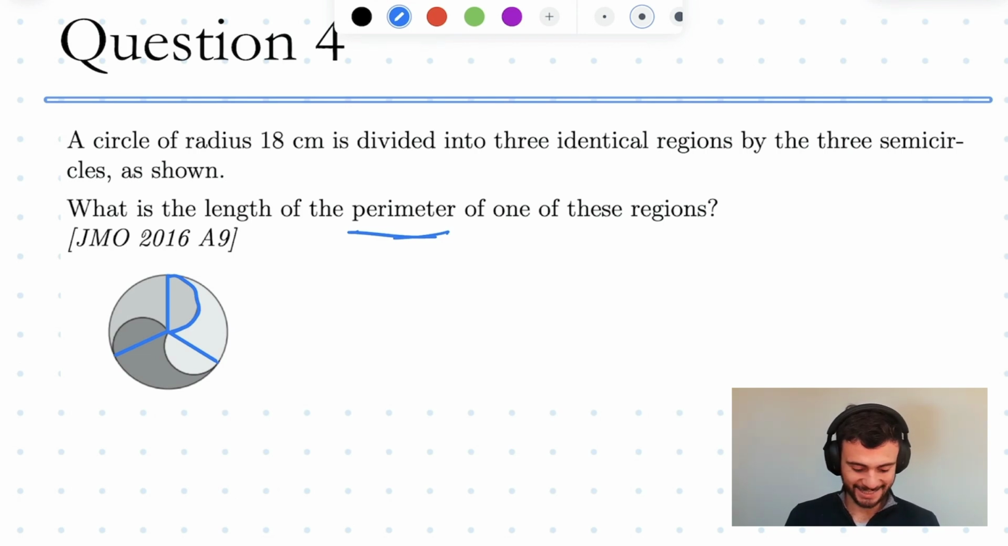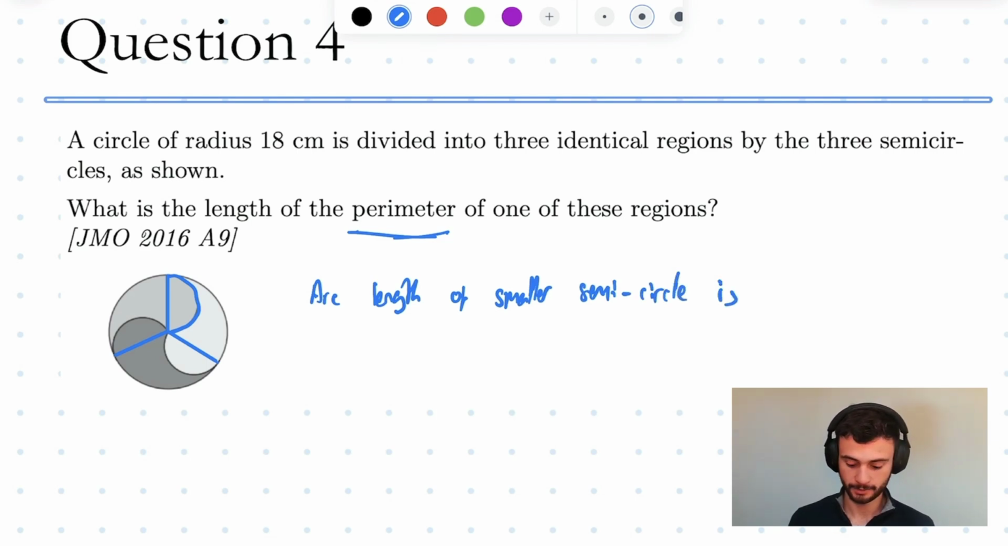So the radius is 18 centimeters. So the circumference of just this part, so the arc length of the semicircle, I'll just be super specific, arc length of smaller semicircle is, so it's normally 2 pi r. We're going to have to divide that by 2 because it's a semicircle. So it's just going to be pi times r, or 18 pi. And that's the part that I'm now going to highlight green.